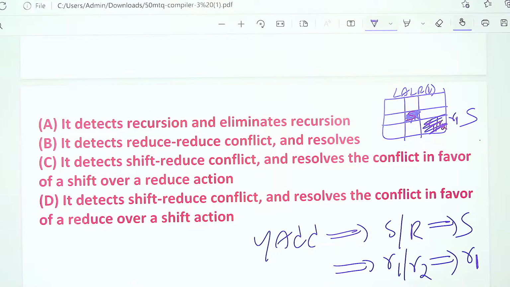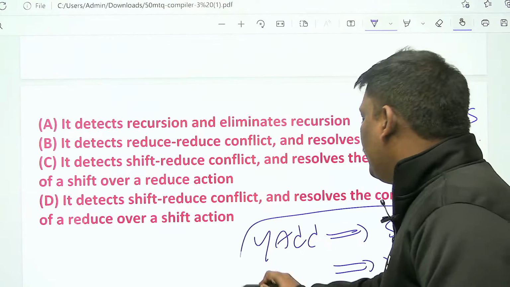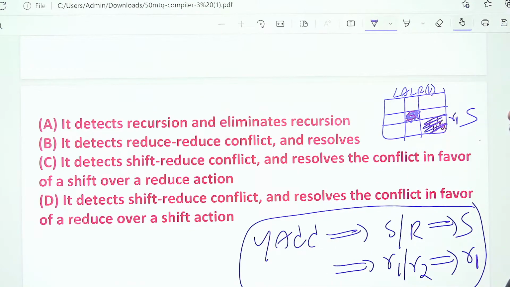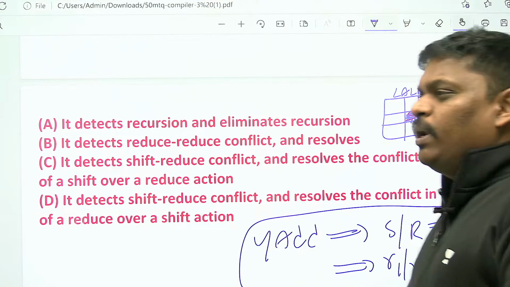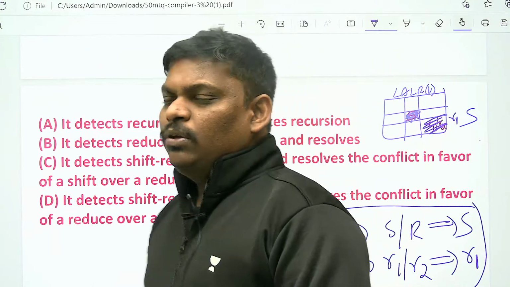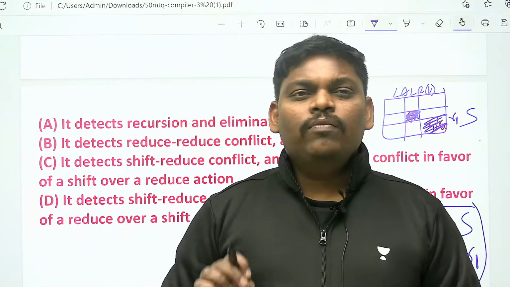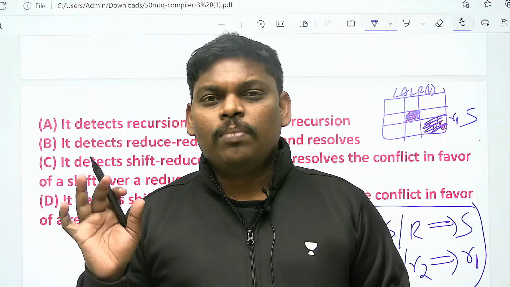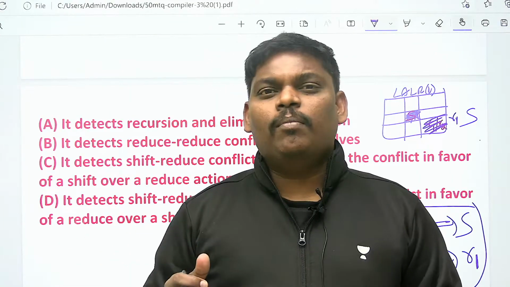First reduce means what? While writing the productions, first production, second production, it will give more priority to the first production. This is the only thing you have to take care about the ACT tool. If anyone asks you from today onwards what the ACT tool will do, you just simply say the ACT tool will create the LALR1 parsing table for the given grammar.